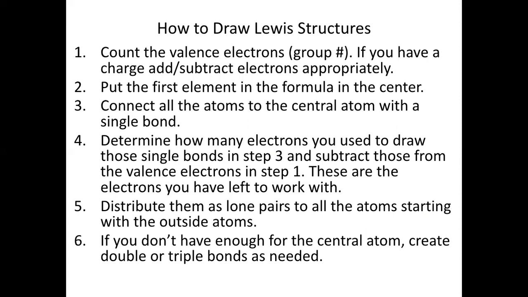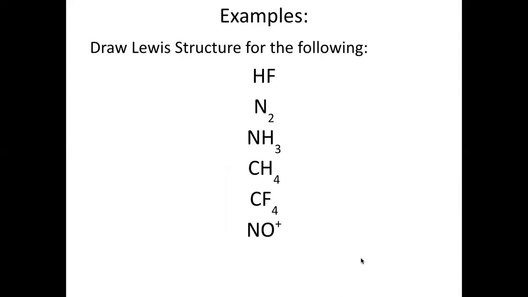Put the first element in the formula in the center. Connect all the atoms to the central atom with the single bond. So for example, when we had water, we used oxygen as our central atom, and then we had the 2 hydrogens on the outside. Determine how many electrons you need to draw those single bonds in step 3, and subtract those from the valence electrons in step 1. And these are the electrons that you have left to work with. And then you want to distribute them as lone pairs to all the atoms, starting with the outside atom. If you don't have enough for the central atom, create double or triple bonds as needed.